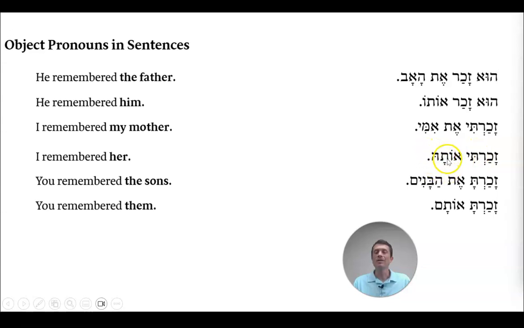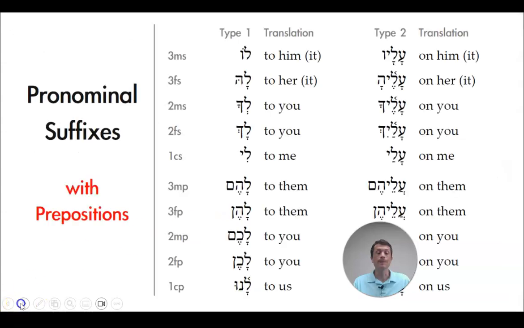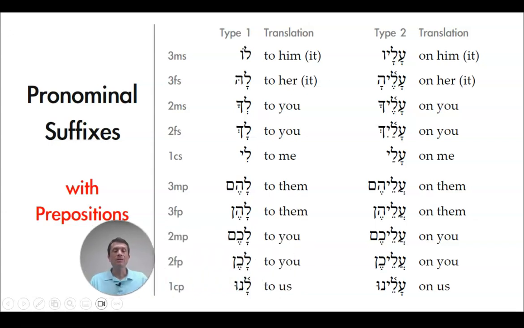And there's that third feminine singular pronoun suffix. Or you could say, zakarta et habanim, you remembered the sons, the children. Or zakarta otam, you remembered them. There's that them ending. Okay, I'm going to use a little bit of different language than your textbook uses.